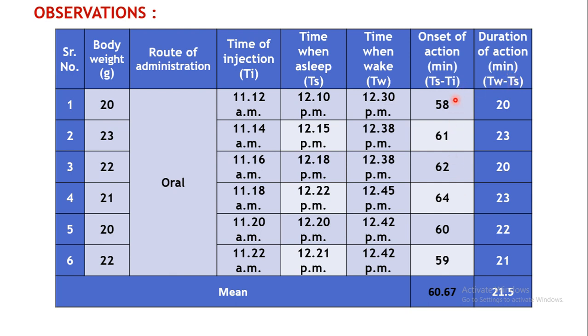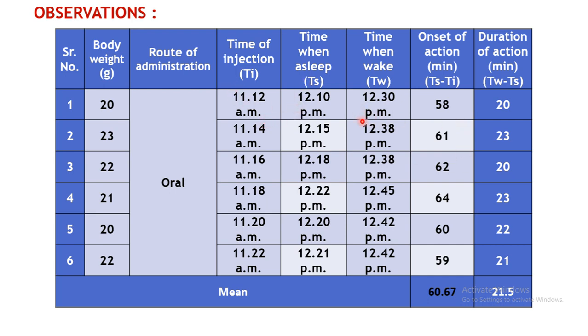So here, as you can observe, the onset of action is roughly 1 hour. So it takes 1 hour for your drug to show its action. The animal does not fall asleep very quickly over here, but it takes some time to show the action. So the onset of action is nearly 1 hour, calculated as TS minus T1.